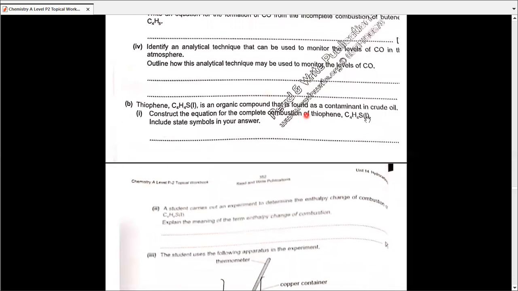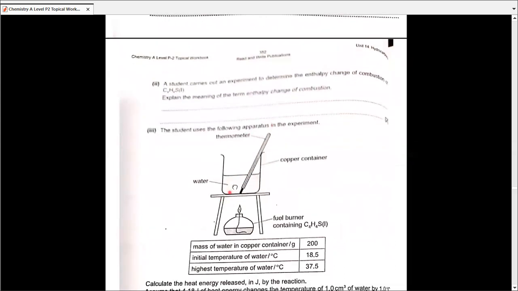P1. Complete combustion of C4. Just tell me the products. I understand that you would easily be able to balance it. Carbon dioxide and sulfur dioxide as well, and water. Good. Moving on. Next.